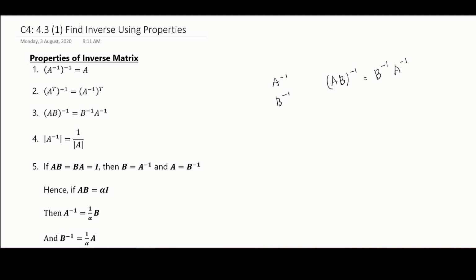And please note that the order is changed. If here is AB, the inverse is B inverse times A inverse. In other words, if we want to find the inverse of BA, this is A inverse times B inverse. So you can see the order is changed when we want to find the inverse of a product. The fourth property is that the determinant of the inverse is just 1 over the determinant of A.